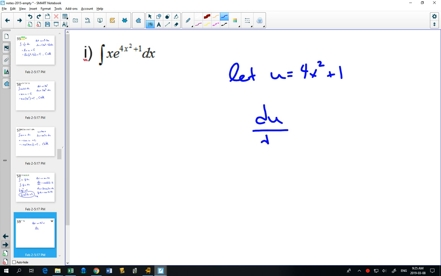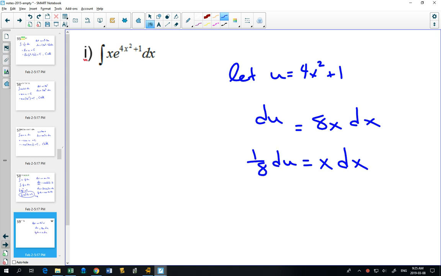And then du dx is going to be 8x. Okay, maybe I'll just write the dx on this side right away. But I don't have an 8x. What do I have? I have just an x. So if I want just an x dx, I'm going to have to divide both sides by 1/8. Oh, I'm sorry. Divide both sides by 8. Multiply both sides by 1/8. Thank you. So that means that this x dx is going to get replaced by that.